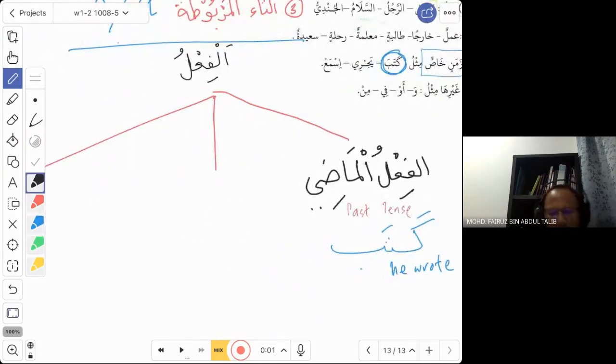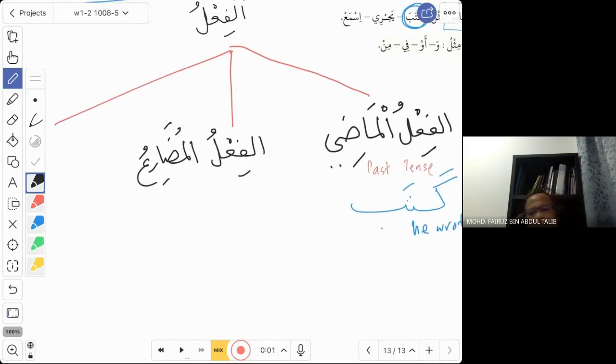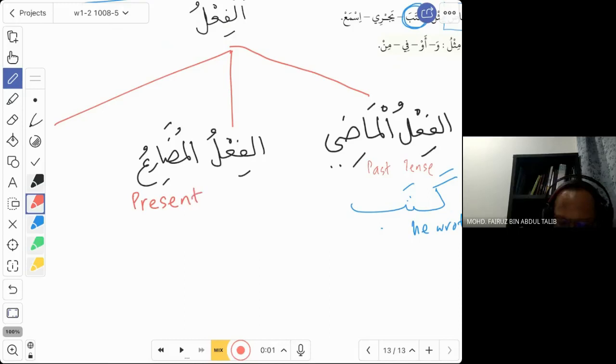Now we go to the second type of the fi'l. The second type of the fi'l is called al-fi'lu al-mudari'u. And what is this al-fi'lu al-mudari'? Okay, al-fi'lu al-mudari' is present tense. Write it down. This is present tense.